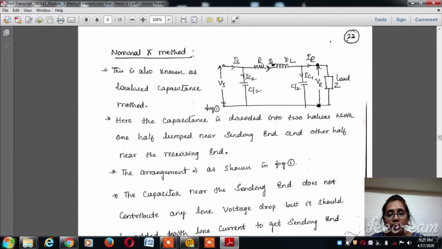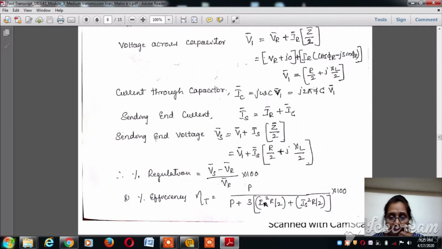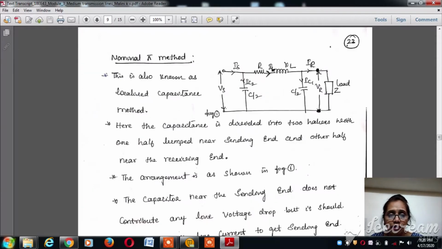Now after analyzing the capacitance effect, considering it in the middle of the transmission line, we can consider the other method, which is called the nominal pi method. This is also known as the localized capacitance method, where we are going to consider the capacitance on either side of the transmission line by considering that half of the line capacitance exists on either side of the transmission line.